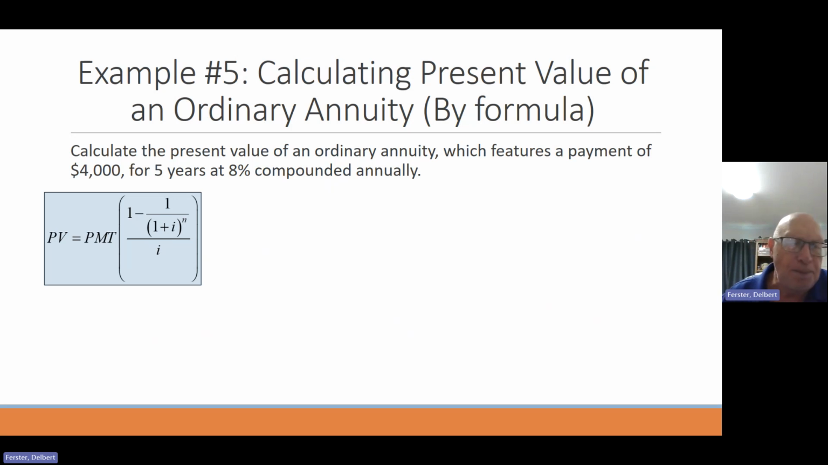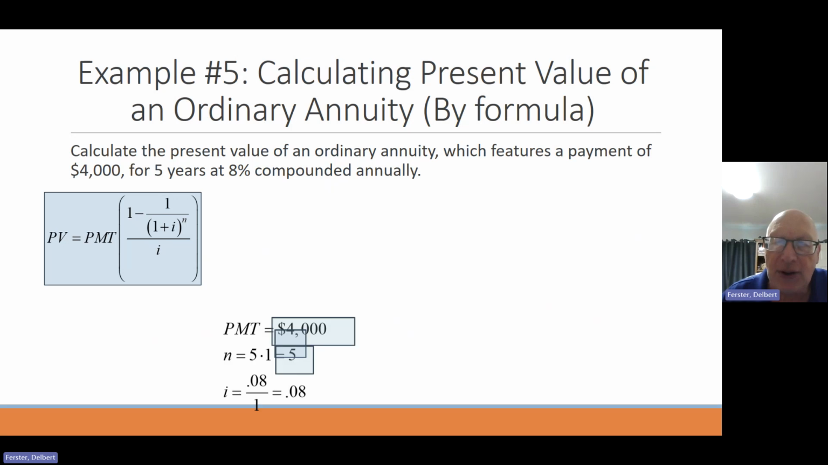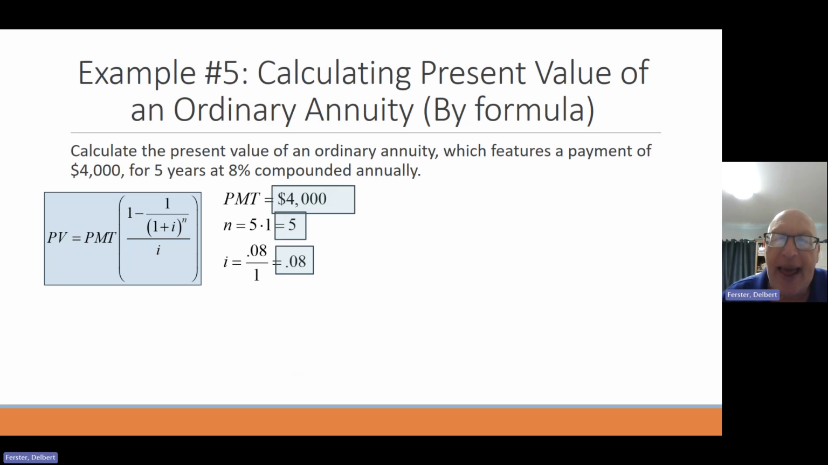So there's our formula. Take a look at what we've got planned. We seek a payment of $4,000. N is the number of years times compounding periods per year. Since we're compounding annually, that's once per year for our 5 years, in effect 5 compounding periods. And since it's once per year, the interest rate for each compounding period is the full 8%. There's your plug-in line.